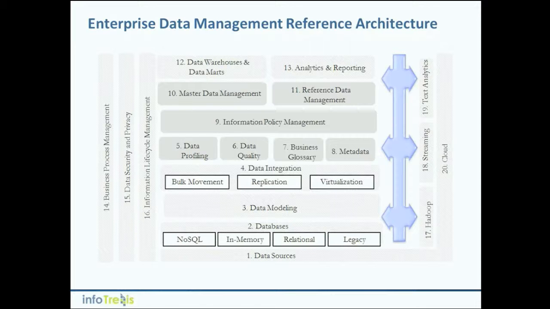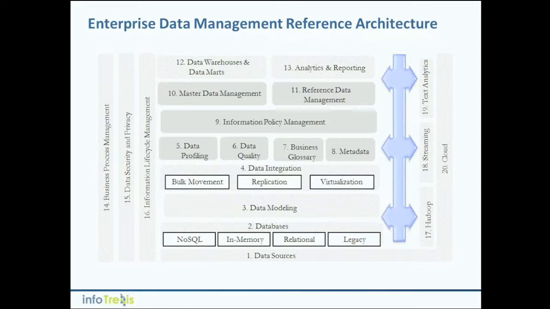Once again, Optum. And on the right side, you've got Hadoop, streaming. So something like IBM Streams, text analytics, and cloud. And the key here is to understand, okay, when you're looking at data governance, how do components 5 through 11 really relate to everything else?